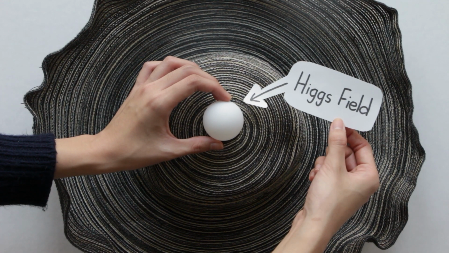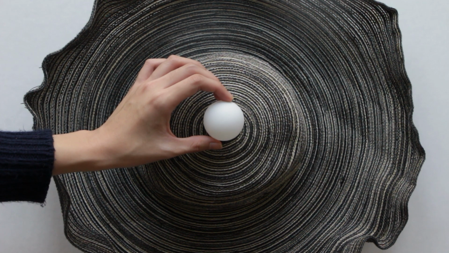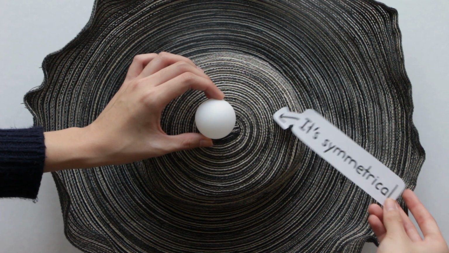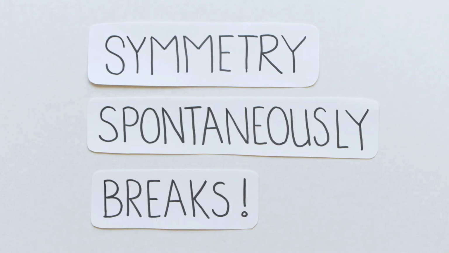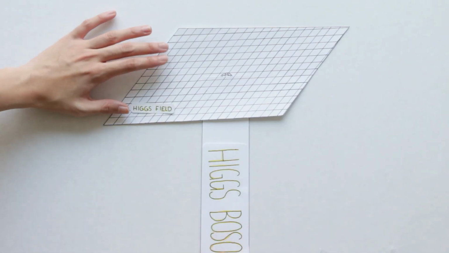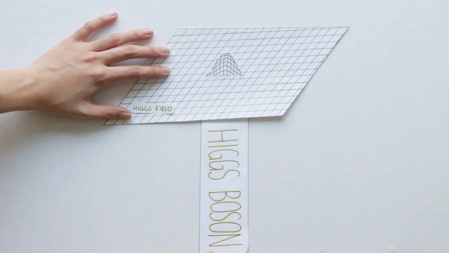Let's say this ball is the Higgs field and the hat is the 3D representation of the previous graph. It starts off in a symmetrical state, but shortly after the Big Bang, it falls to one of the lowest energy states, and the symmetry spontaneously breaks. And as you may have guessed, the Higgs boson is an excitation of the Higgs field, its force carrier particle.